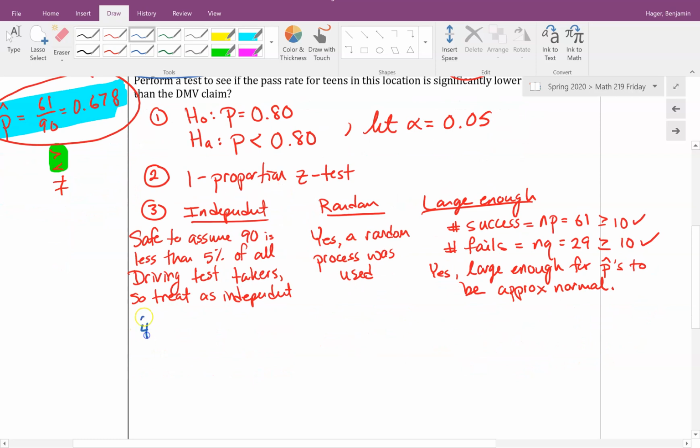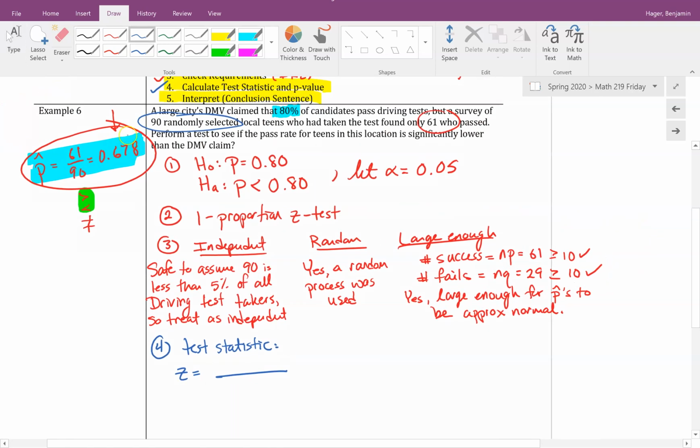So step 4, first thing I'm going to do is find the test statistic. I'm going to find the z-score that goes along with finding that percentage based on that claim. So remember, it's always the proportion you find from your sample minus the claimed proportion over the standard deviation based on the claimed proportion.